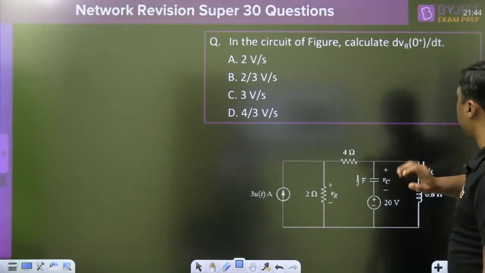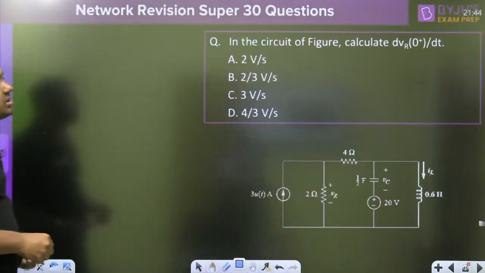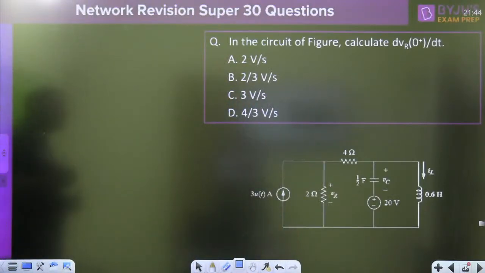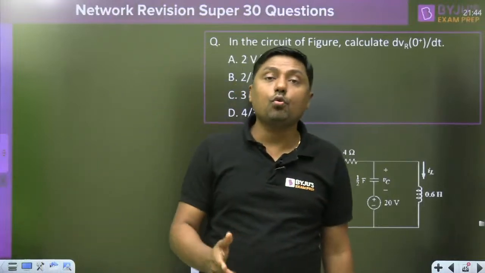This one is a very, very important one. On initial condition: in the circuit of the figure, calculate dVR by dt at 0 plus. Again, it is of 2 marks.